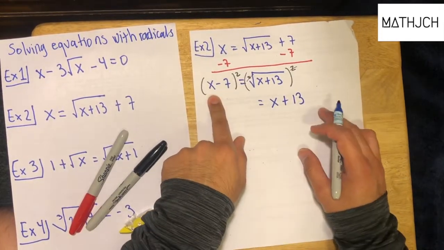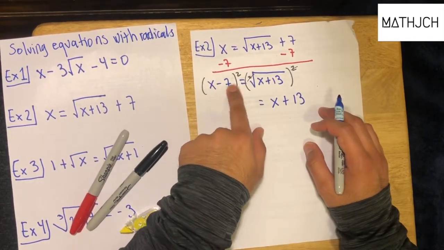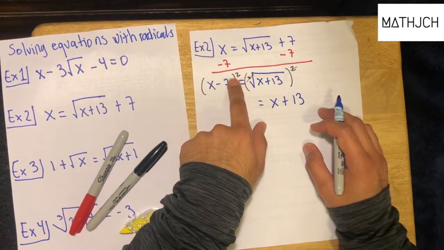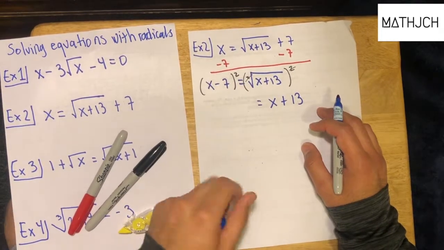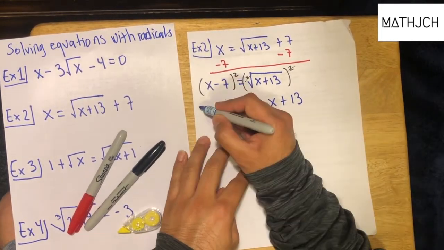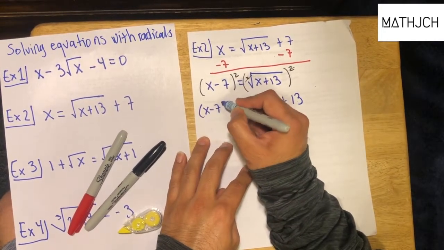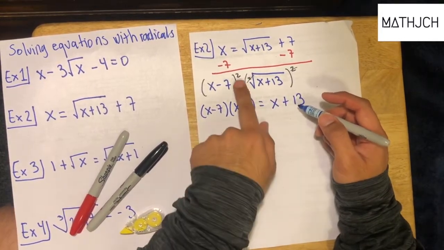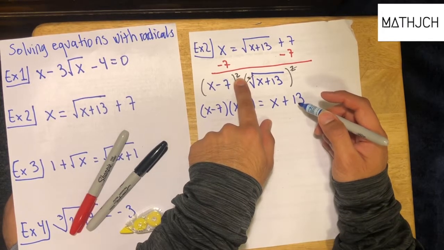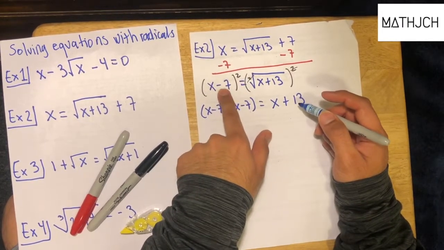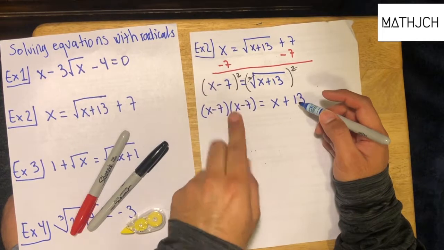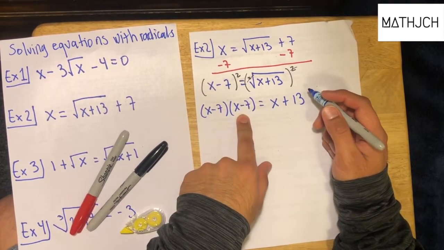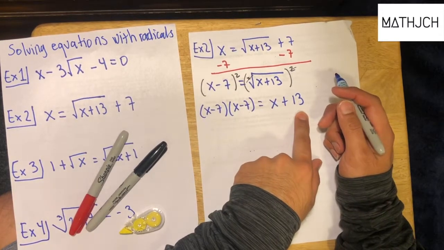Now, on the left side, we have x minus 7 to the power of 2. That means we need to expand this into a quadratic equation, because we have power 2. So we do an expansion of x minus 7 times x minus 7. Remember, power 2 means we multiply everything inside by itself 2 times. So x minus 7 times x minus 7 equals x plus 13.